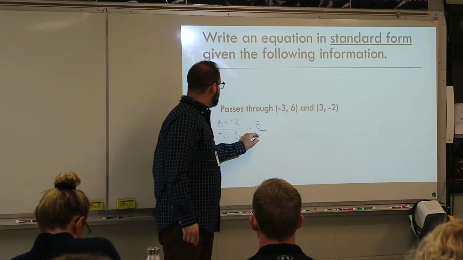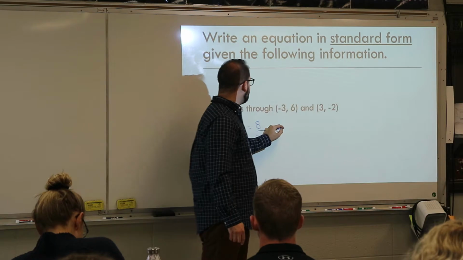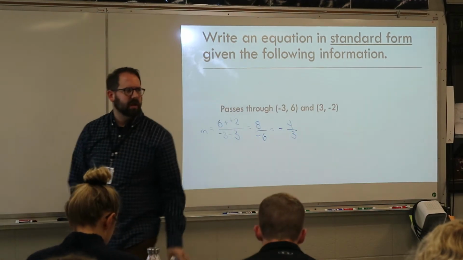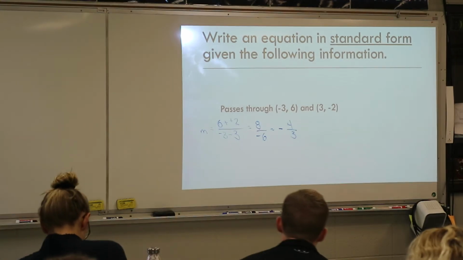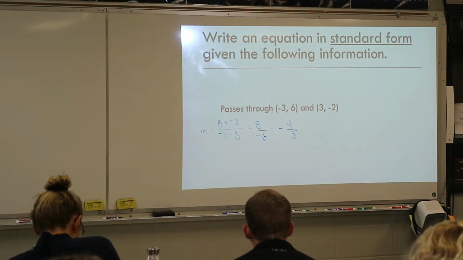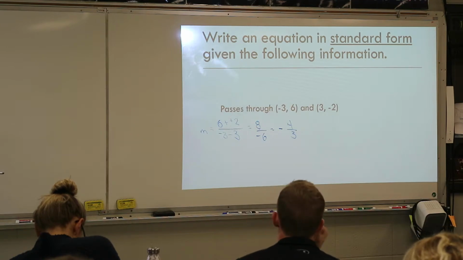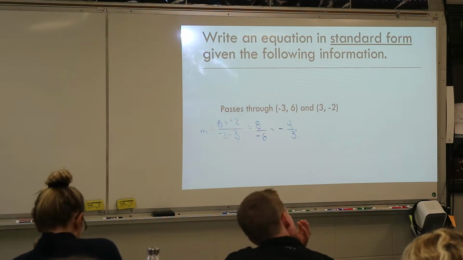On the bottom, I'm going to get a negative 6. Now, if you want to simplify this, this will be a negative 4/3. I'm fine with that. It's the same thing. You could have left it 8 over 6 for all I care. Questions on how I found slope? Okay, again, y numbers are on the top, x numbers are on the bottom.